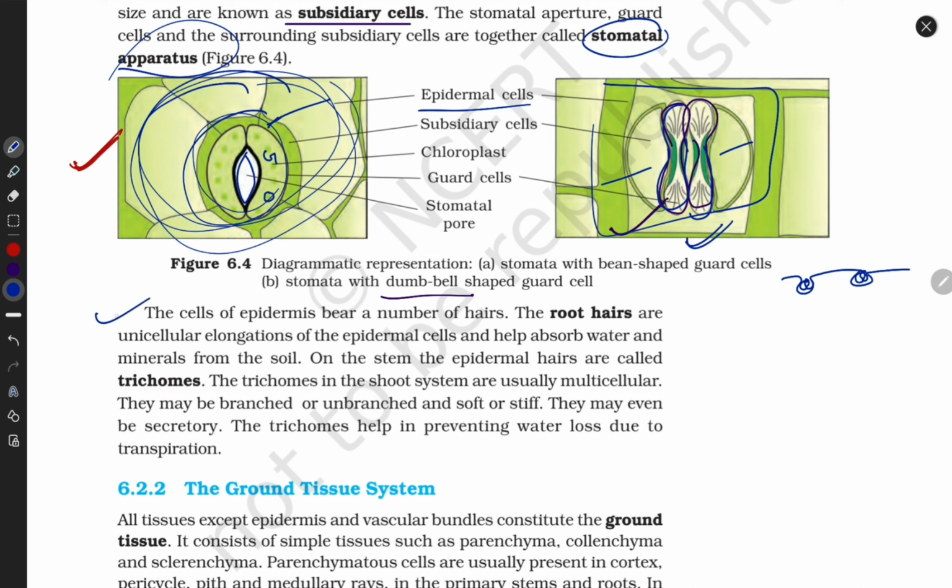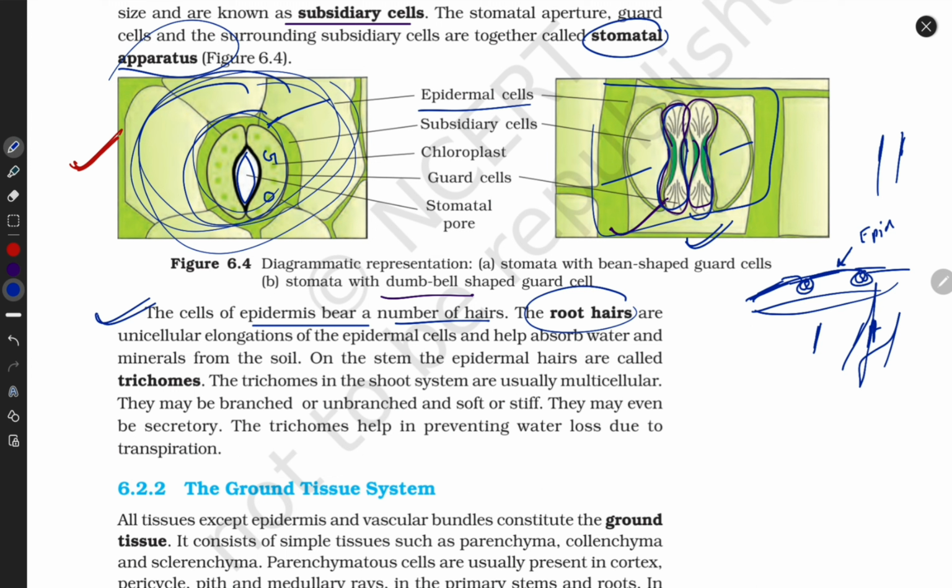Now, the cells of epidermis bear a number of hairs. Not only the leaf has an epidermis; root also has an epidermis layer, and stem also has an epidermis. But in the root, the epidermis cells change into root hairs. These are root hairs, and these are epidermis.